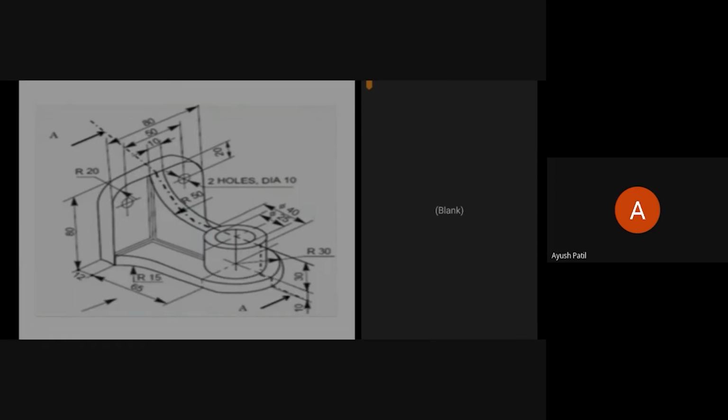This is our question of sectional orthographic. First, we'll calculate the length, breadth, and height. So the maximum length will be 12 plus 65 plus 30 mm. Here 30 mm is from the radius, so the total length will be 107 mm.